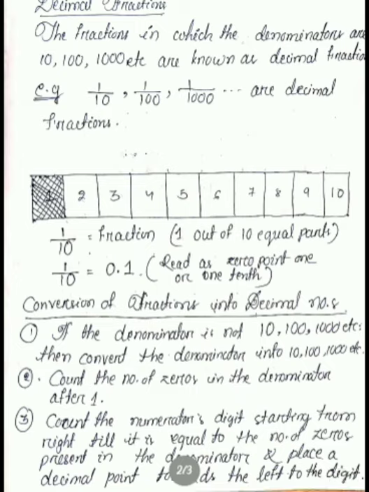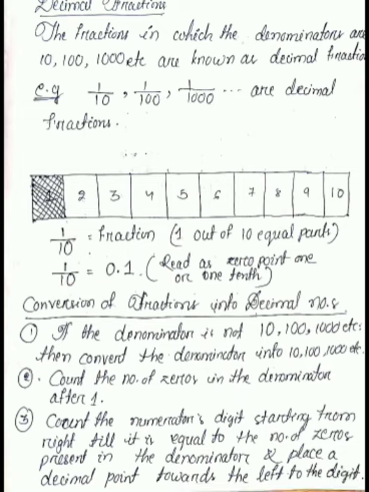How do you have to convert fractions into decimal numbers? Just see step 1. If the denominator is not 10, 100 or 1000 etc., then convert the denominator into 10, 100 or 1000 etc. Okay. Now the second step. Count the number of zeros in the denominator after 1. So you can see it here, student. After 1 in the denominator, only one 0 is there.